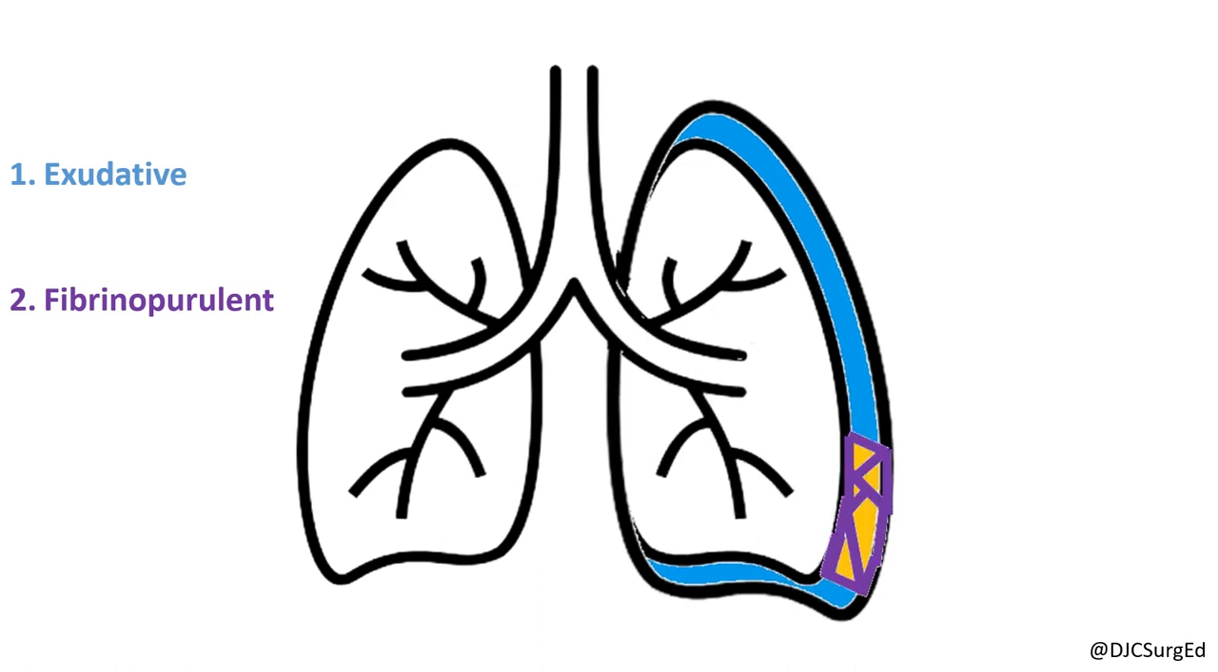pus. Finally, the organizing stage is characterized by the influx of fibroblasts and formation of a thick fibrous pleural peel and maturation of dense septations. Drainage is difficult and pleural rind prevents re-expansion and subsequent lung trapping.